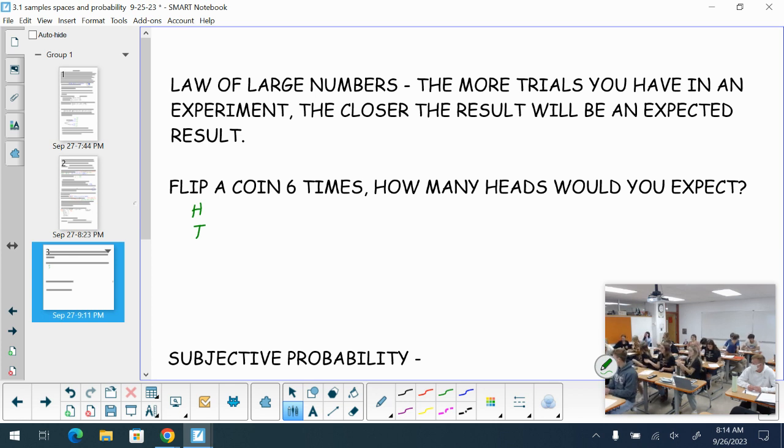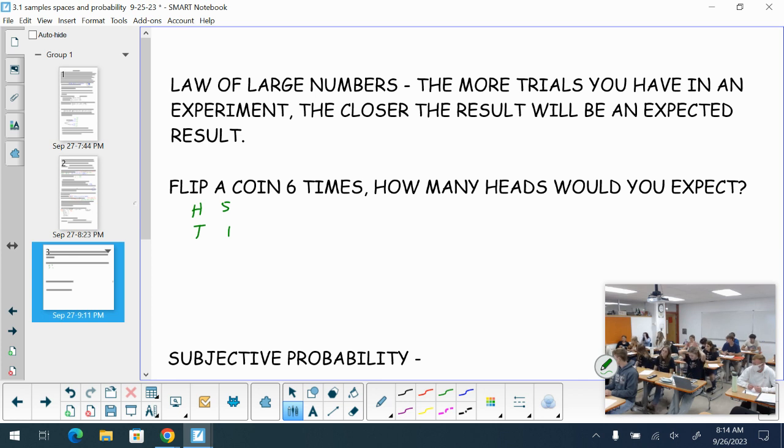Flip it 6 times. How many heads, how many tails? 5, 2. Oh, hold on, we'll go around the room here. Okay, we'll start with you, Kendall. Tell me how many heads, how many tails? I have 5 heads and 1 tail.